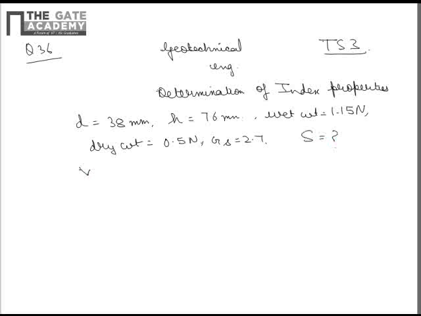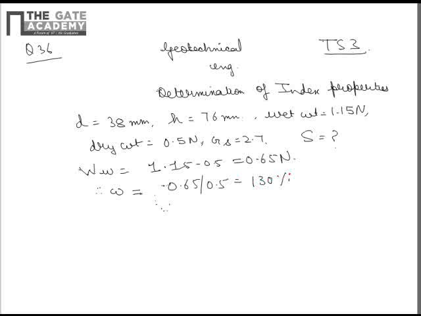Now it is clear that weight of water will be wet weight minus dry weight, so that will be 1.15 minus 0.5, which comes out as 0.65 Newton. Therefore if we talk about water content, that will be weight of water to weight of soil or dry soil. So water content is equal to 0.65 divided by 0.5, which comes out as 130% when expressed in percentage.